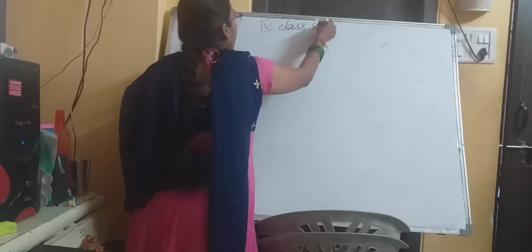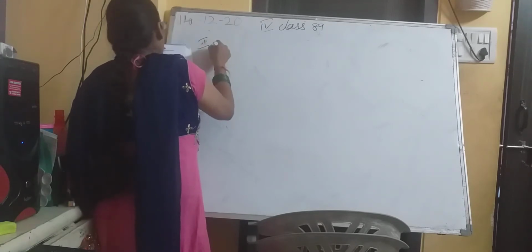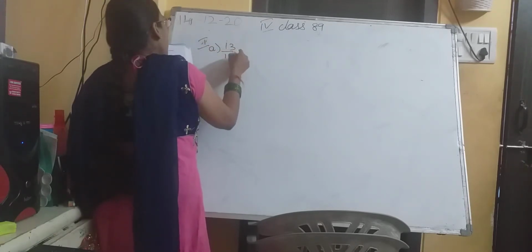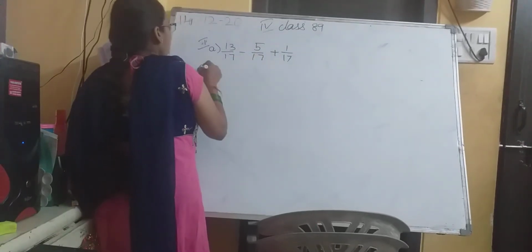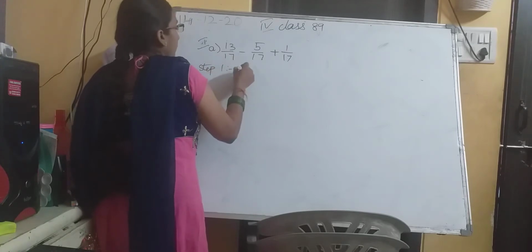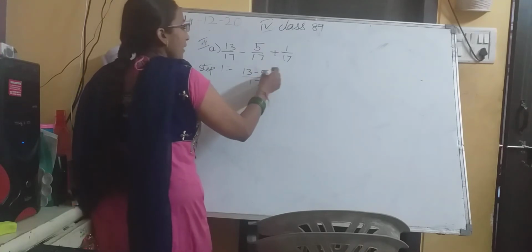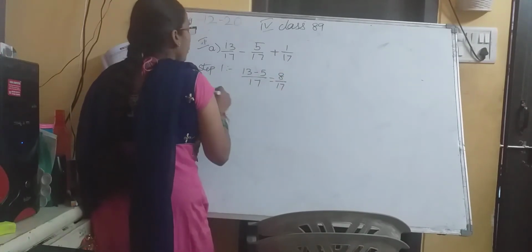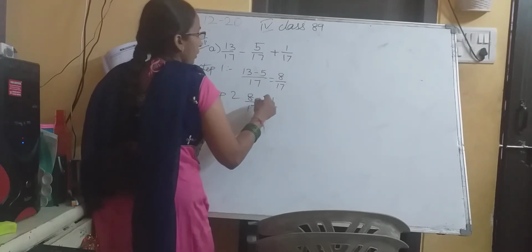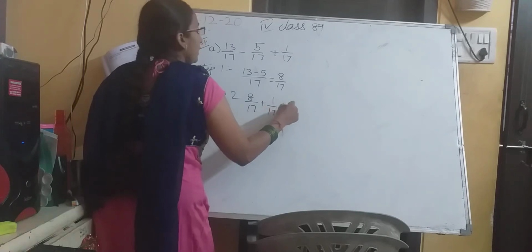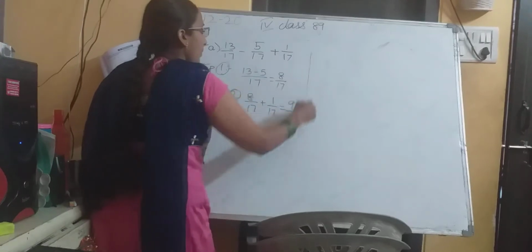Page number 89. First bit, A1: 13 by 17 minus 5 by 17 plus 1 by 17. So, step 1, 13 minus 5. Both have the same denominator, so we can subtract. 13 minus 5 is 8. Step 2: 8 by 17 plus 1 by 17 is 9 by 17. This is the answer of A1.